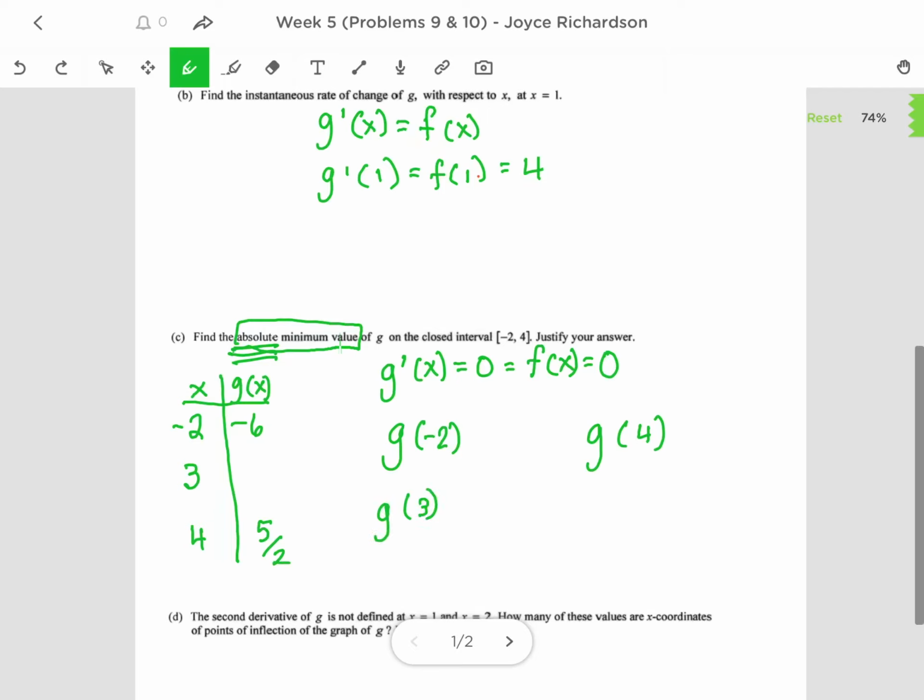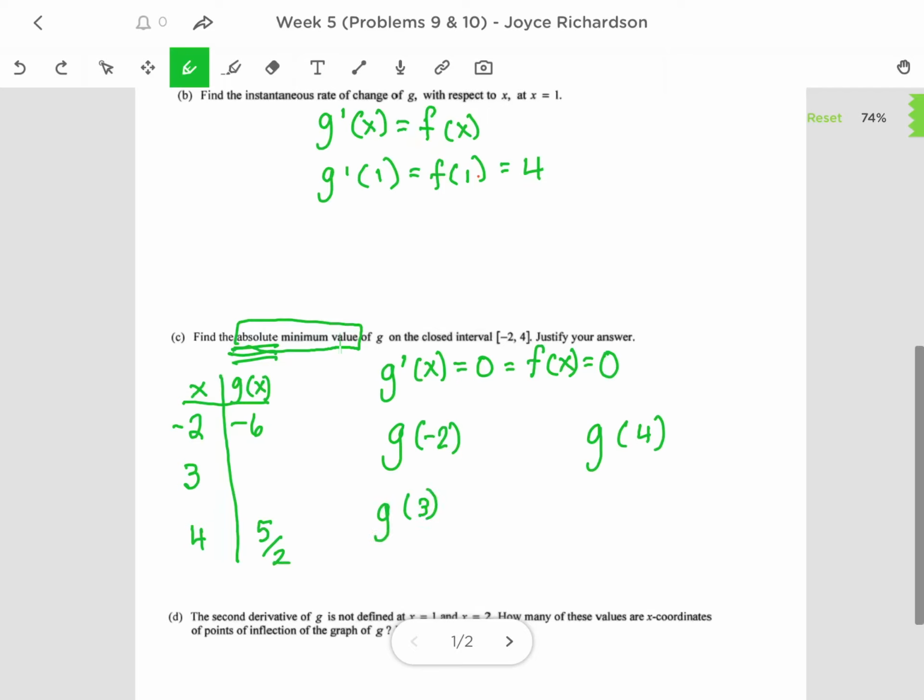Okay, so now it says how many of these points. So did you answer the question? How many of these x-coordinate points are the inflection points?